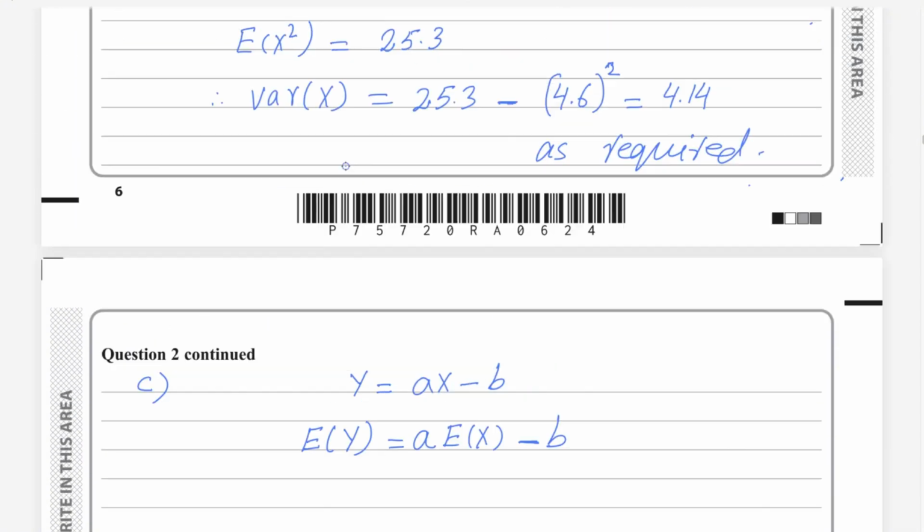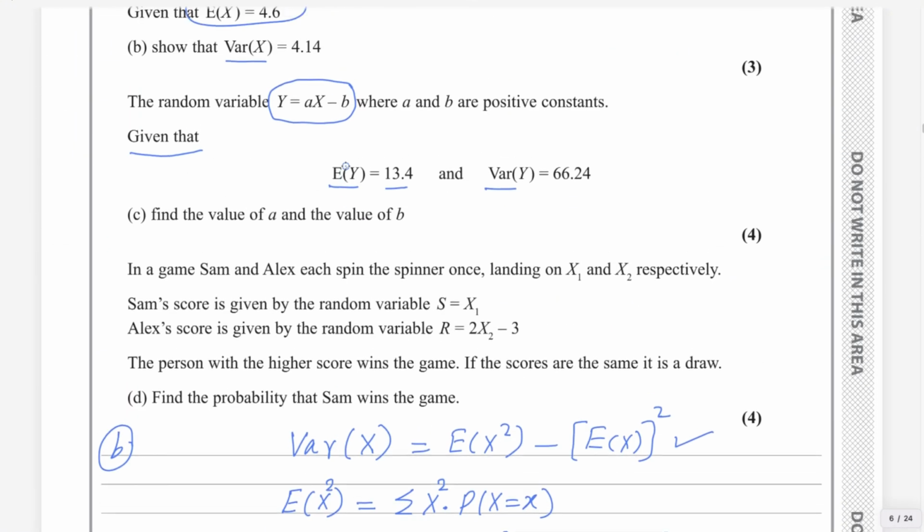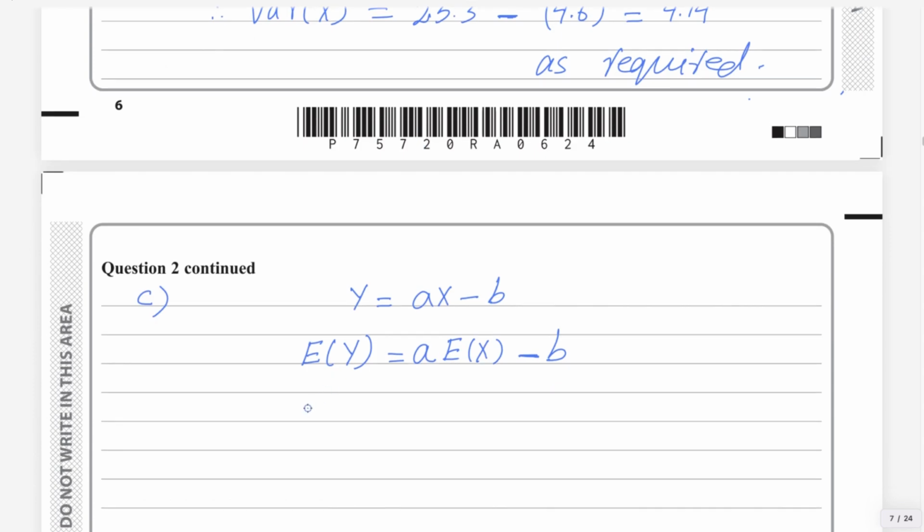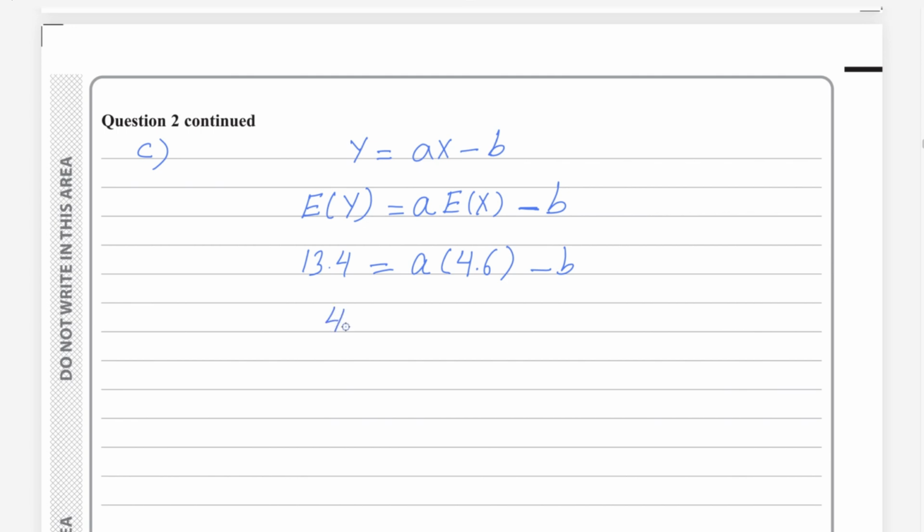Expected value of y is there in the question. Expected value of y is 13.4. So here I will use 13.4 equals a multiplied by expected value of x. This is also given in the previous part, that is 4.6, minus b. Then rearrange this one: 4.6a minus b is equal to 13.4. So this is the one equation we got.